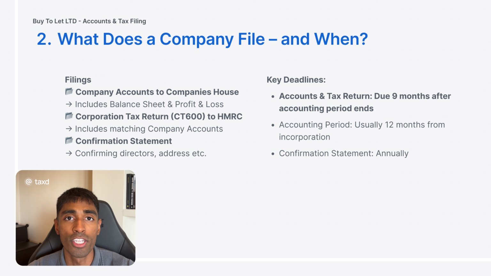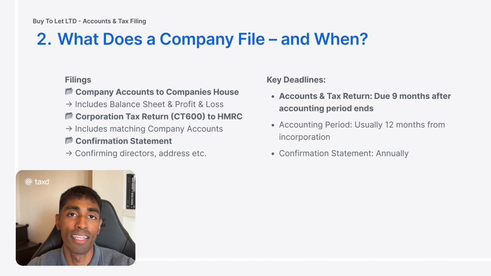Now, you may already know this, but here are the few important deadlines for your company. Your accounting period is typically 12 months from your incorporation date until the end of that month. So for example, if I incorporate a company on the 15th of April, I've got until the 30th of April the following year. That's my accounting period. I then need to file my accounts and my corporation tax 9 months after my accounting year ends. And everyone's company is going to be different because it's based on the incorporation date unless you change it manually.